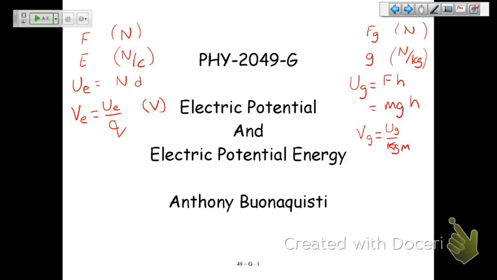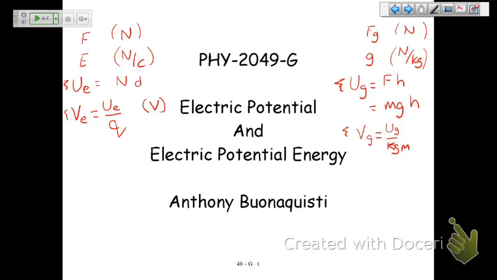And we can make it a bit more complicated. We can talk about differences in potential energy, and we can talk about differences in electrical potential energy, and we can talk about differences in gravitational potential, and we can talk about differences in potential.